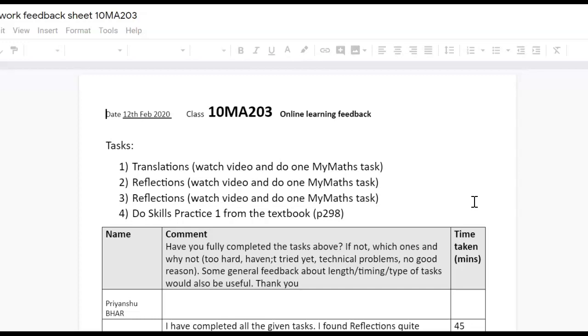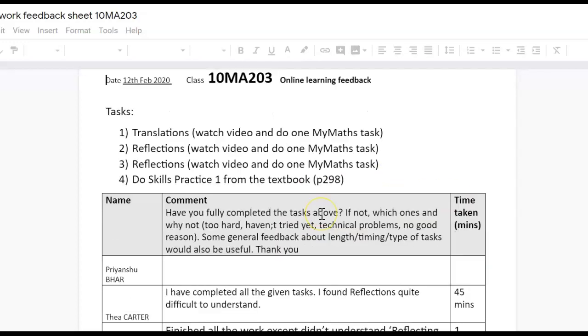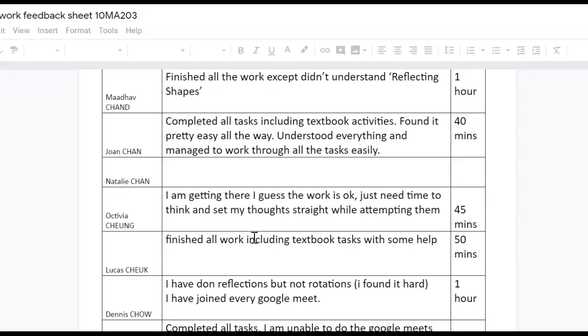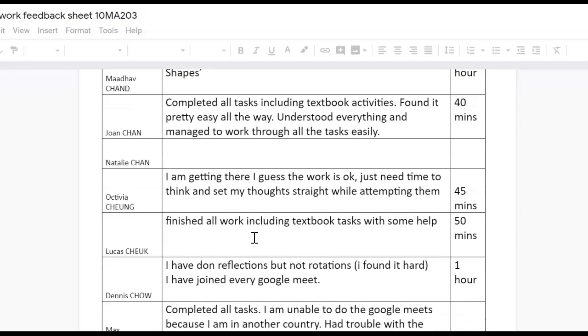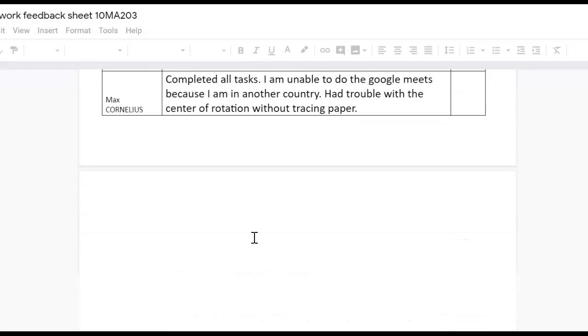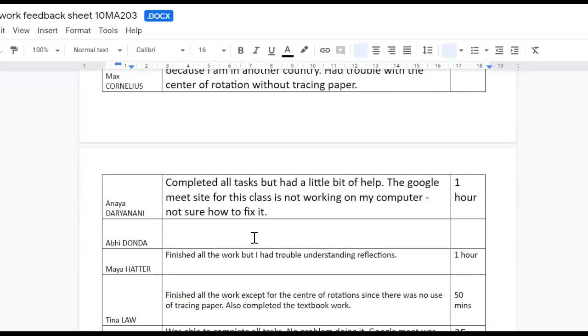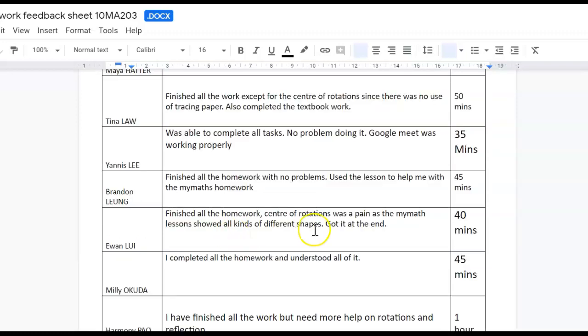Alright, there we go. So here's the feedback sheet where you can say what you have and haven't done. So Priyanshu, you can fill that in. Natalie needs to fill that in. Well done, everyone else. It really helps me when I can see what you have and haven't done, and that you're actually interacting and replying. So Abby as well, you need to put that in there as well.